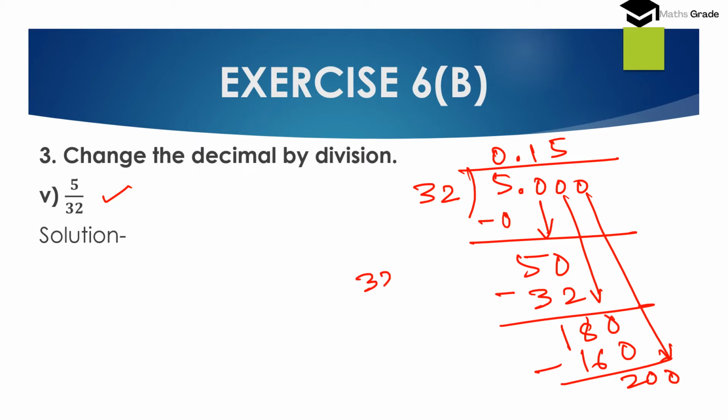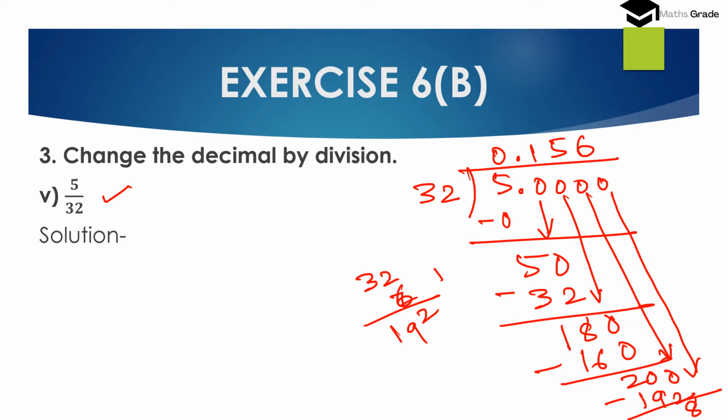Now in the table of 32, 7 2s is bigger than 200. So 6 2s are 12, 1, 6 3s are 18 plus 1, 192. So 32 multiplied with 6 is 192. Now 200 minus 192 is 8. Now write this 0 here, 80.